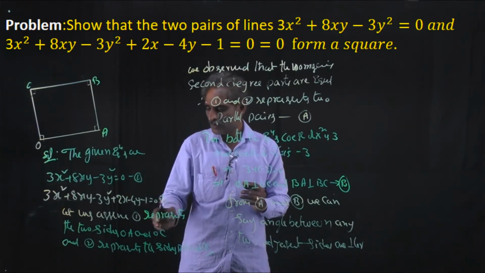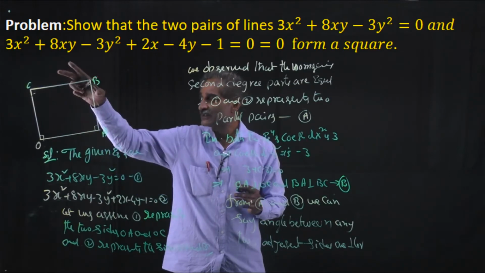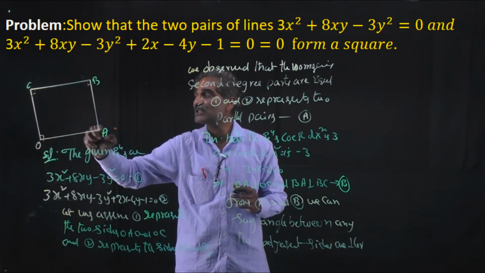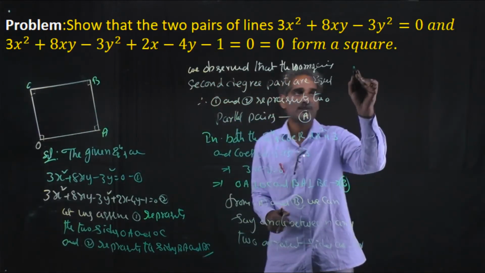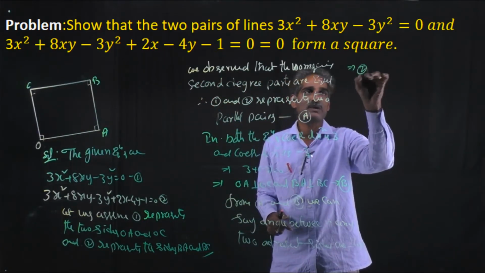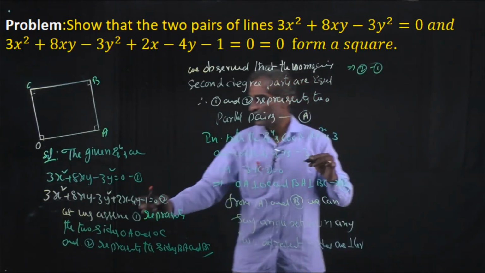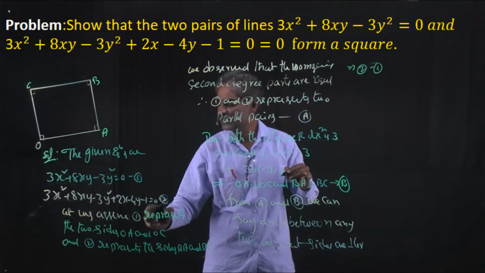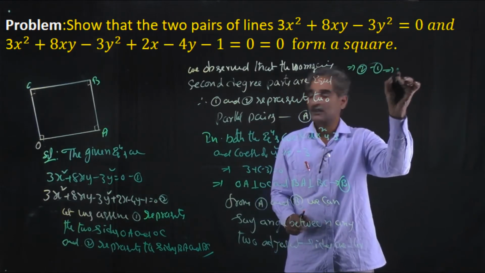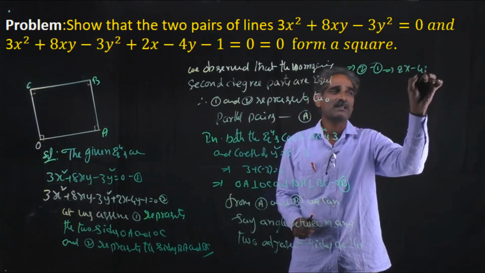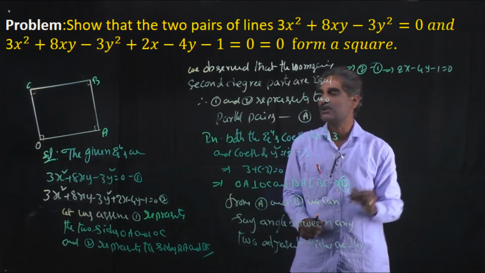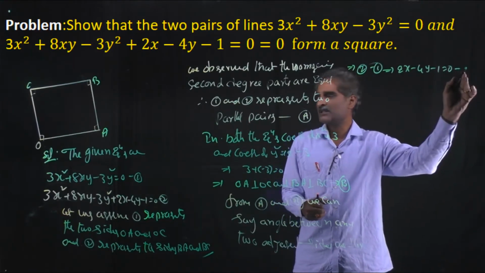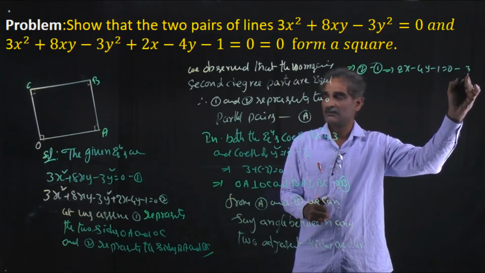Now 2 minus 1, the combined equation of AB, BC minus the combined equation of OA, OC, gives the diagonal AC. Therefore, now find 2 minus 1. These two parts are the same, so we will get only this one: 2x minus 4y minus 1 equals 0. This equation represents the diagonal AC. Let it be 3.